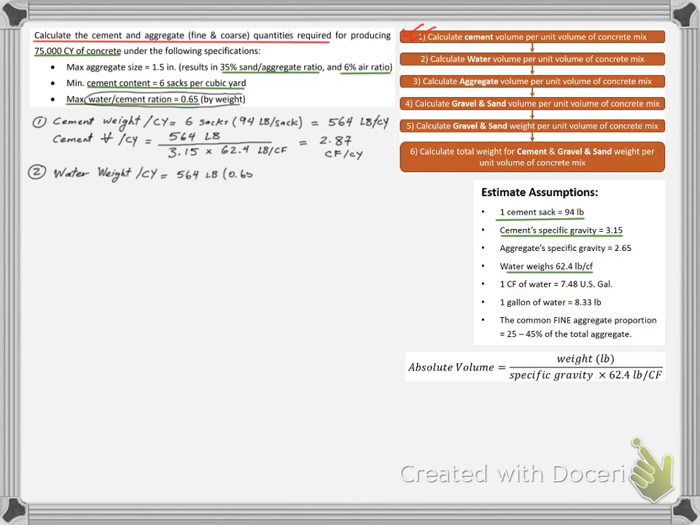The second step is to calculate the water volume, which we will do by calculating its weight first. We do that by multiplying the cement weight we calculated from the first step and the water cement ratio of 0.65. Then we calculate the water volume. Notice here that the specific gravity of the water is 1. Makes sense.